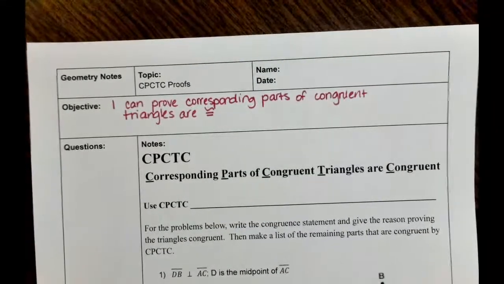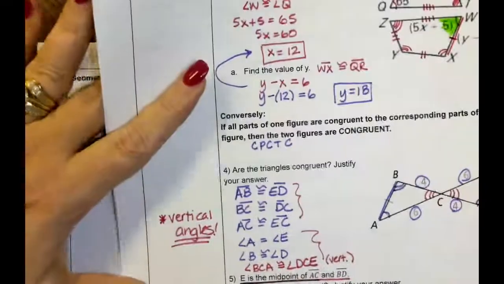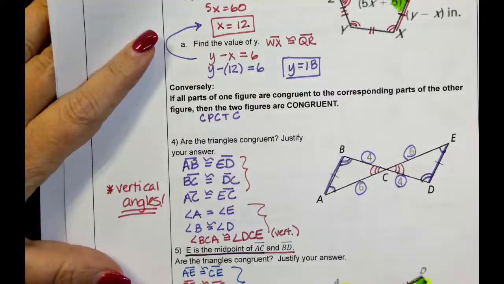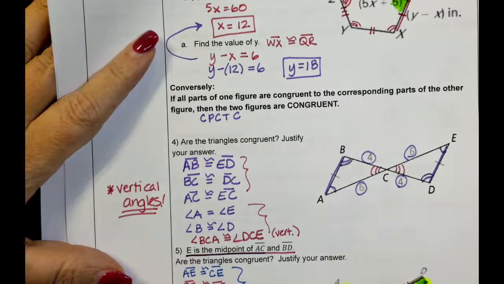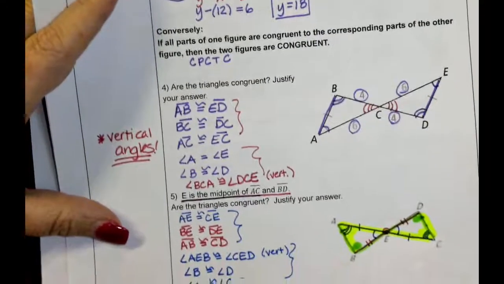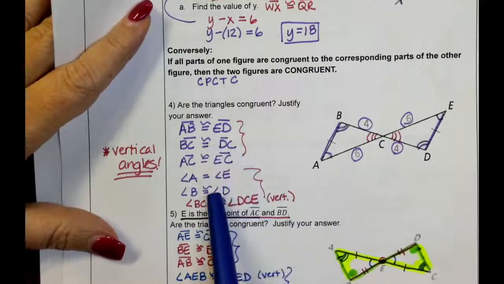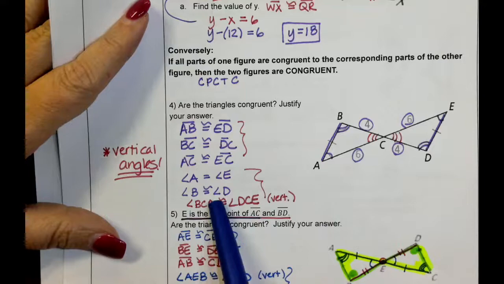All right, in our last lesson on writing proofs that prove triangles are congruent, we are going to go full circle. Back at the beginning of the lesson, when we first started this unit, we talked about CPCTC. And what CPCTC said was corresponding parts of congruent triangles are congruent. I was able to prove that these two triangles were congruent because all of their corresponding parts were congruent.